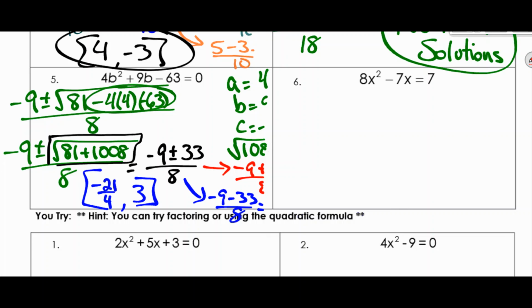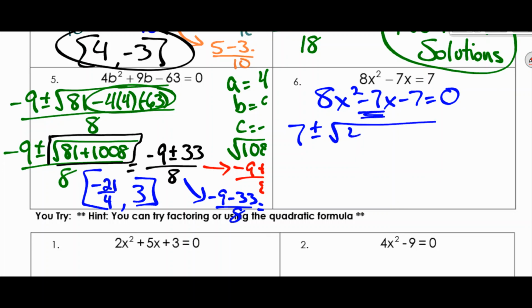Last one I'm going to do, we want to bring that all to one side. So I'm going to have 8x squared minus 7x minus 7 equals 0. I am running out of time, so I'm going to do this real quick. I'm going to plug all those into my quadratic formula. That's going to change from a negative 7 into a positive 7. Negative 7 squared is 49 minus 4ac all over 2a. So I'm going to multiply negative 4 times 8 times negative 7. That gives me 224, and the square root of 224 is an irrational number.